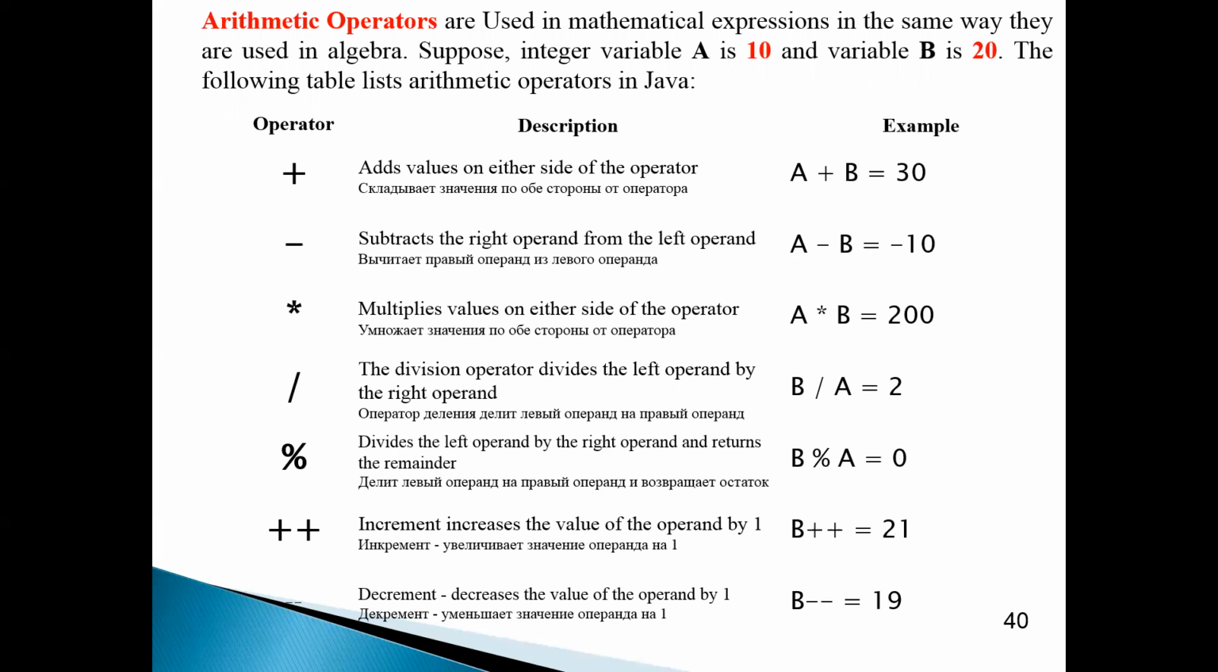For example, first operator plus. Next you can see description, operators and example. Plus adds values on either side of the operator. For example, a plus b will be 30. It's true because a is 10 and b is 20, and so on.